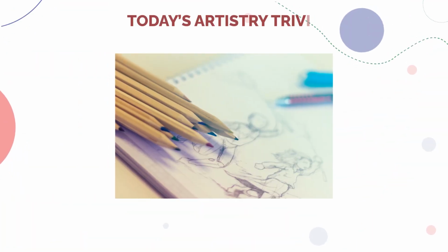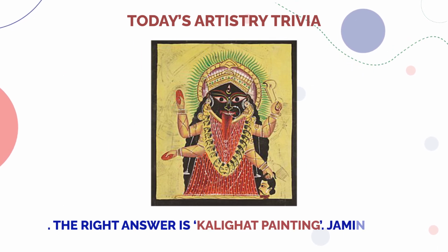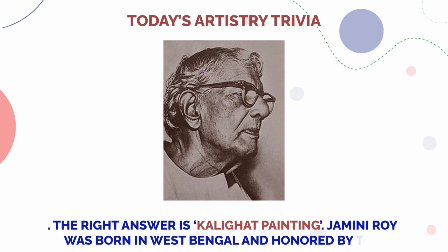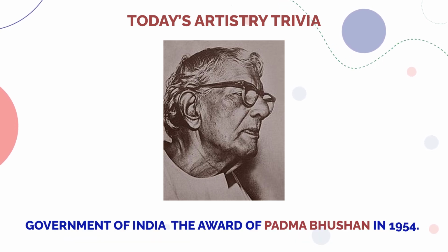Now, coming back to the artistry trivia question. The right answer is Kalighat painting. Gemini Roy was born in West Bengal and was honored by the Government of India with the award of Padma Bhushan in 1954.